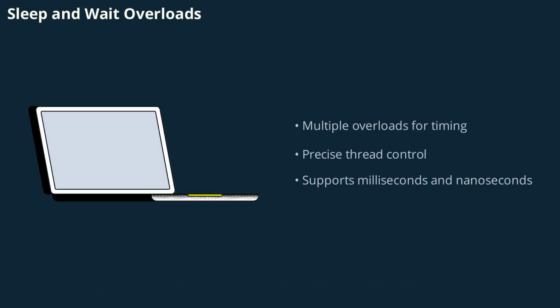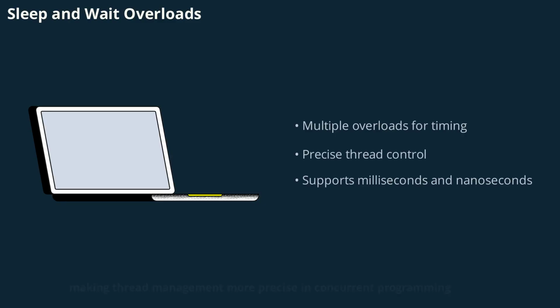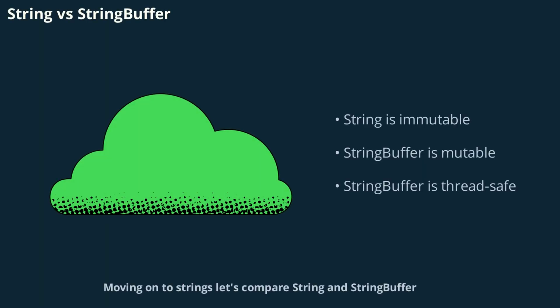For sleep, you can use sleep(long millis) or sleep(long millis, int nanos), allowing you to specify the delay in milliseconds and nanoseconds. For wait, there are three options: wait(), wait(long timeout), and wait(long timeout, int nanos). This flexibility lets you control how long a thread should pause or wait for a notification, making thread management more precise in concurrent programming.